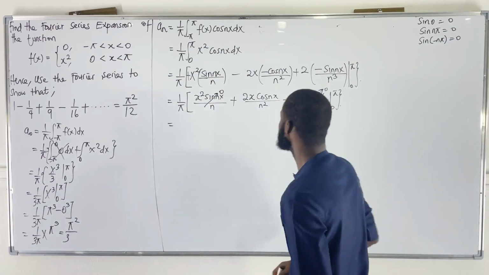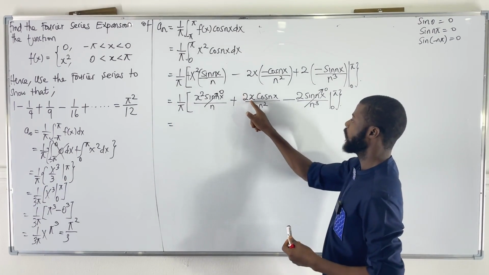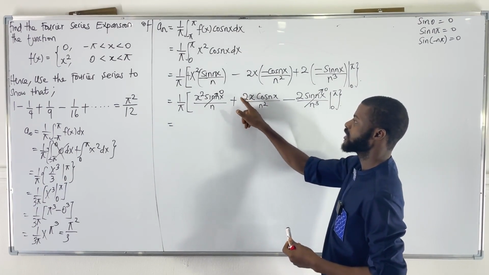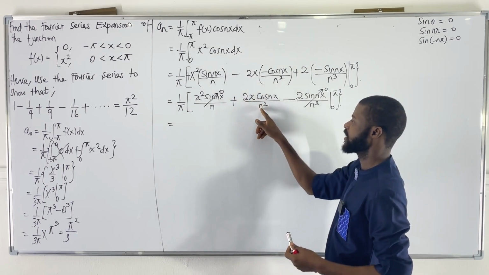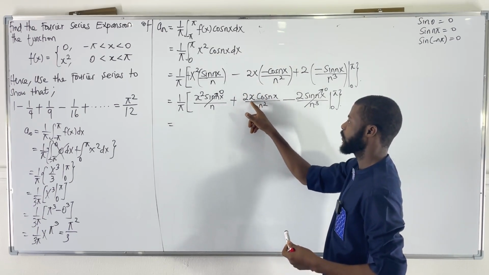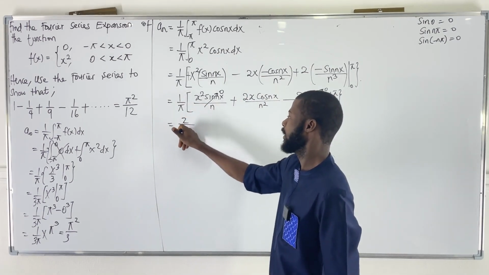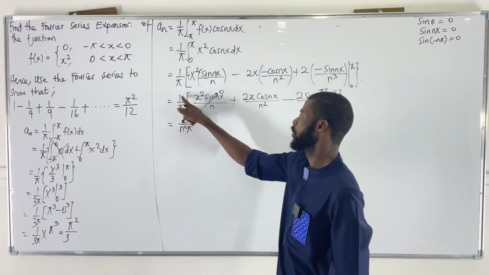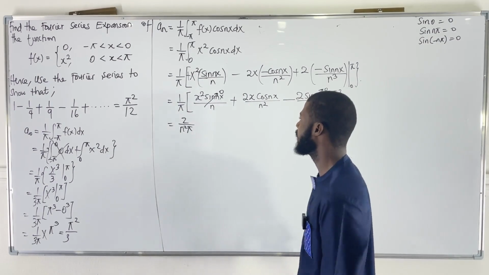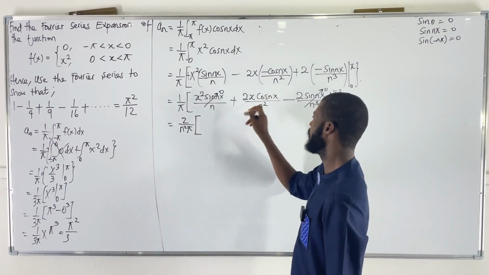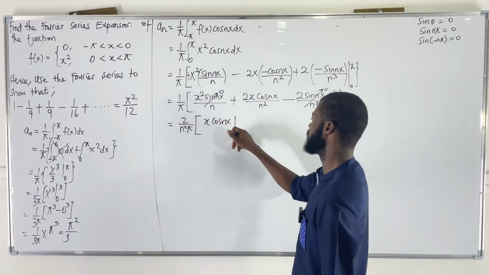Okay. Now, since this is the only useful guy, what is the constant term here? 2 over n squared is a constant term. Remember that you are integrating with respect to x. So anything that doesn't have x is a constant. So this is 2 over n squared. I'm going to bring it outside. So we're going to be having 2 over n squared pi, because 1 over pi times 2 over n squared is 2 over n squared pi. And then close this up. What will be remaining will be x cos nx. And this is from 0 to pi.